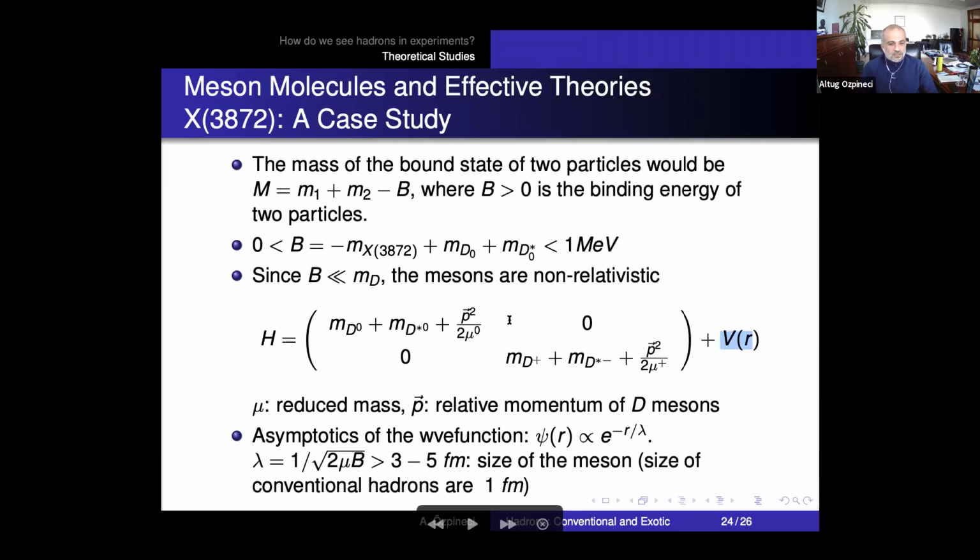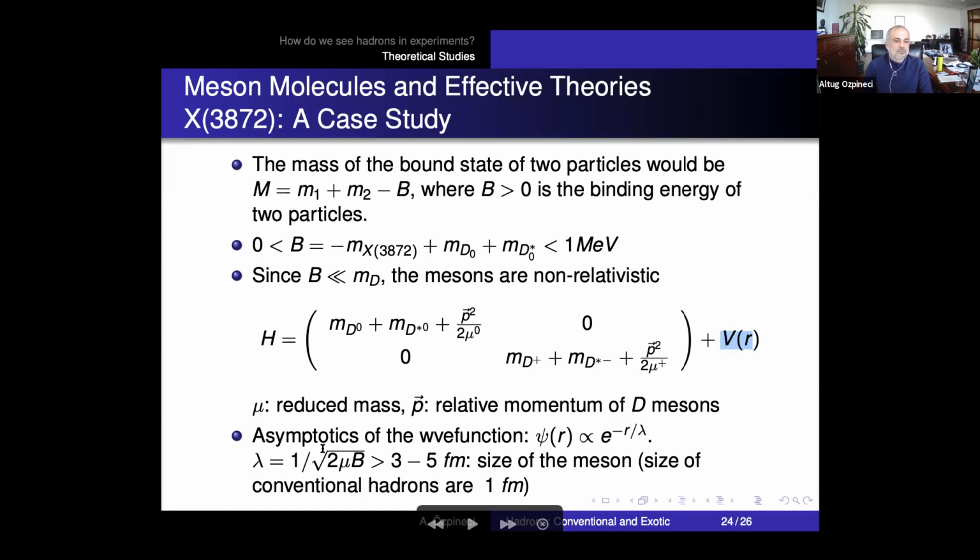Now, before even trying to solve this, if you look at the asymptotics, whatever wave function you obtain at the end will be decaying exponentially. And this lambda over here gives you a sense of the size of this system. And lambda turns out to be 3 to 5 femtometers. Depending on how you interpret the size, you can say the size is 10 femtometers or 3 femtometers. The main thing is this is huge, because if you compare it with our conventional mesons or baryons, they are just 1 femtometer or even smaller.